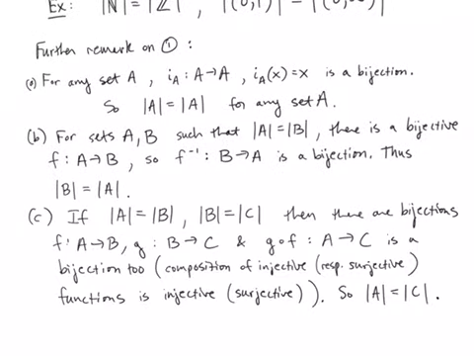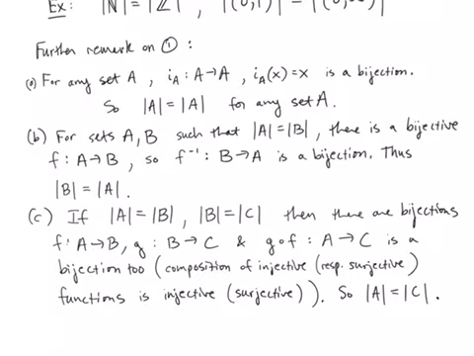And lastly, if the cardinality of A equals the cardinality of B and the cardinality of B equals the cardinality of C, that means there are bijections from A to B, say F, and G from B to C, and then we can compose those bijections and we get a function from A to C. And that's a bijection too, because we showed previously that the composition of injective functions is injective and the composition of surjective functions is surjective. So the composition of bijective functions is bijective. And therefore we have a bijection from A to C, and so the cardinality of A equals the cardinality of C.